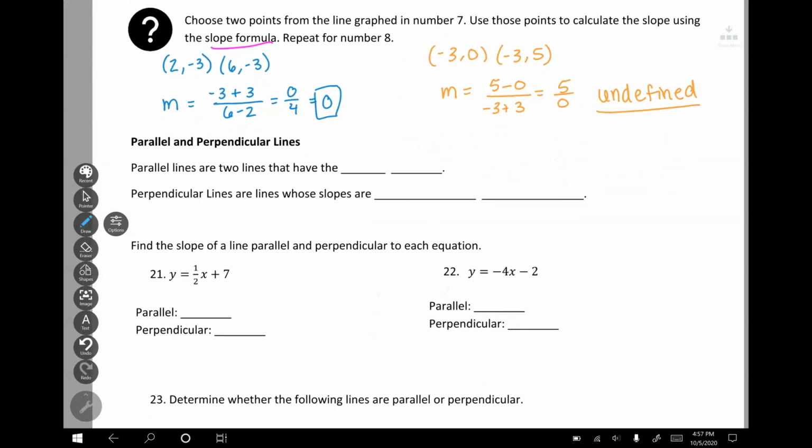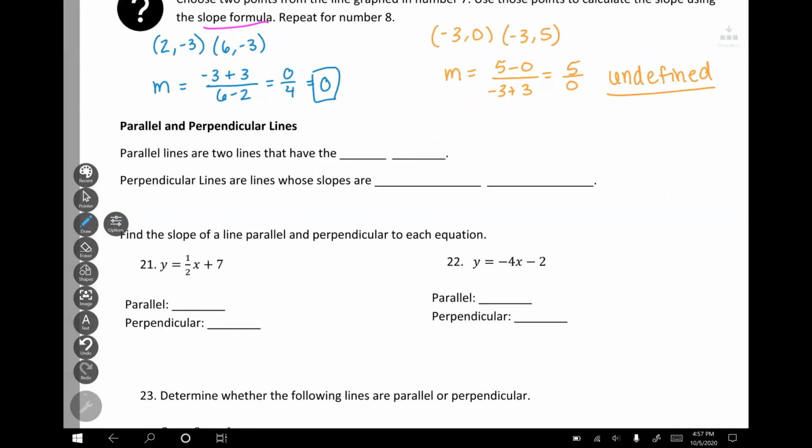All right, now let's talk about parallel and perpendicular lines. Parallel lines are two lines that have the same slope. Perpendicular lines are lines whose slopes are opposite reciprocals. And what do those words mean? So opposite, we're just saying to change the sign. And reciprocal is when you flip the fraction.